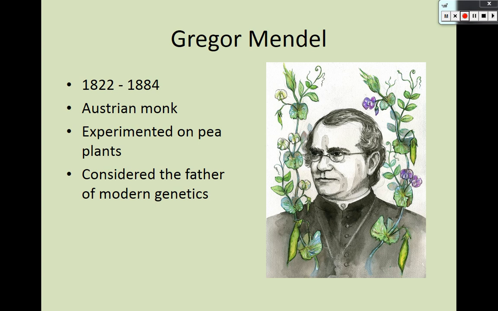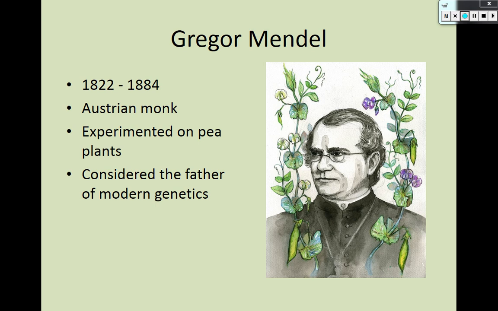And so he experimented on pea plants. You can see in his picture here, there are some beautiful pea plants in the background or the foreground, whatever. And you can see that there are different traits that he could study. So pea plants can have purple flowers or they can have white flowers. They can have yellow peas or they can have green peas. The peas themselves can be round or they can be shriveled. So lots of different traits within the same species of pea plant.